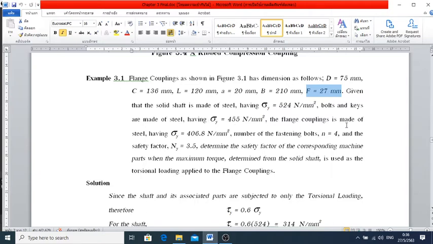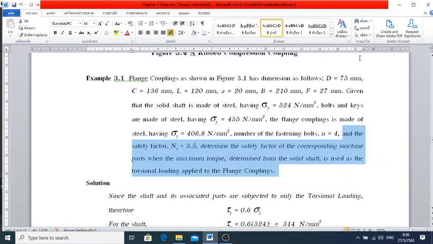The flank coupling is made of steel having a sigma y of 4 or 6.8. The number of bolts is 4. We should be careful with this statement here. It says the safety factor is going to be 3.5. Okay? So we said here, determine the safety factors of the corresponding machine parts when the maximum torque determined from the solid shaft is used as the torsional loading applied to the flank couplings.